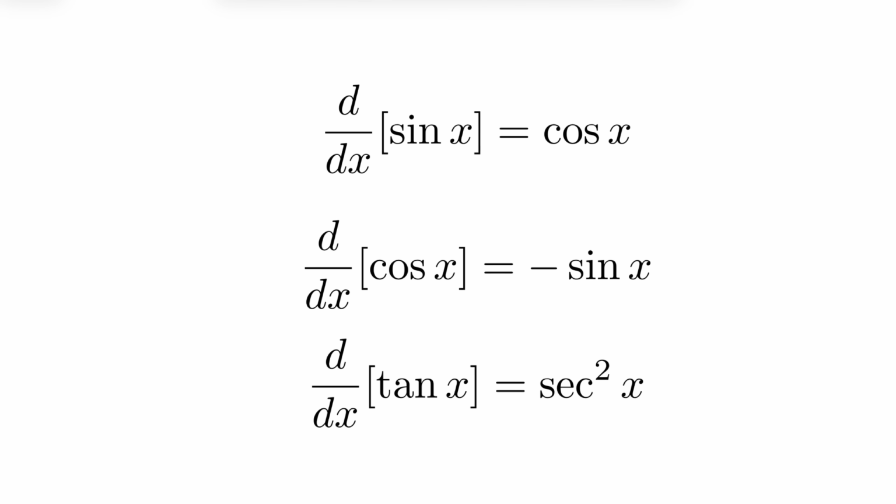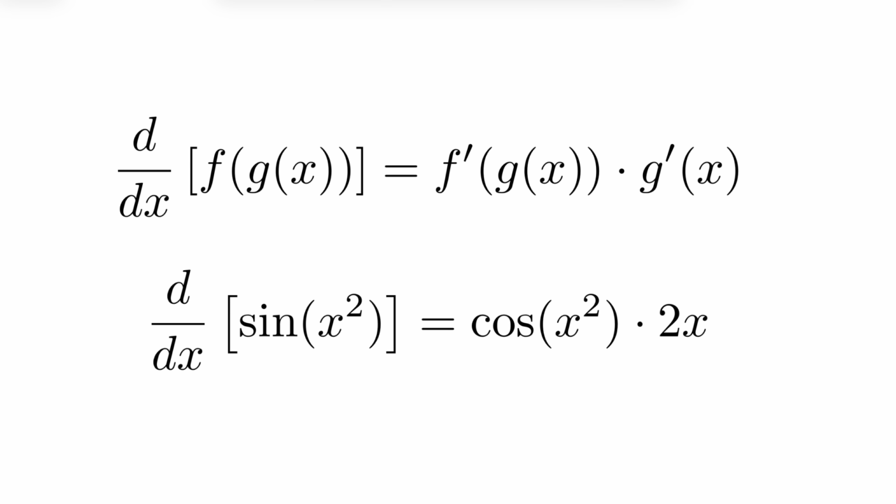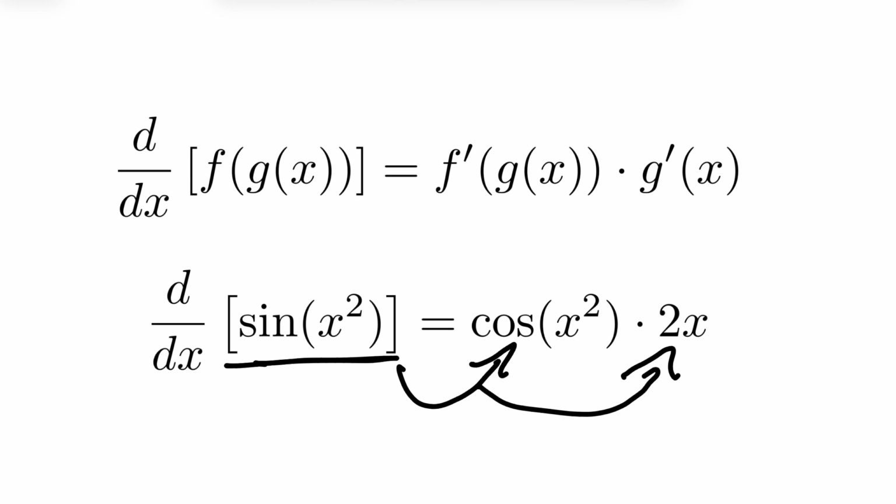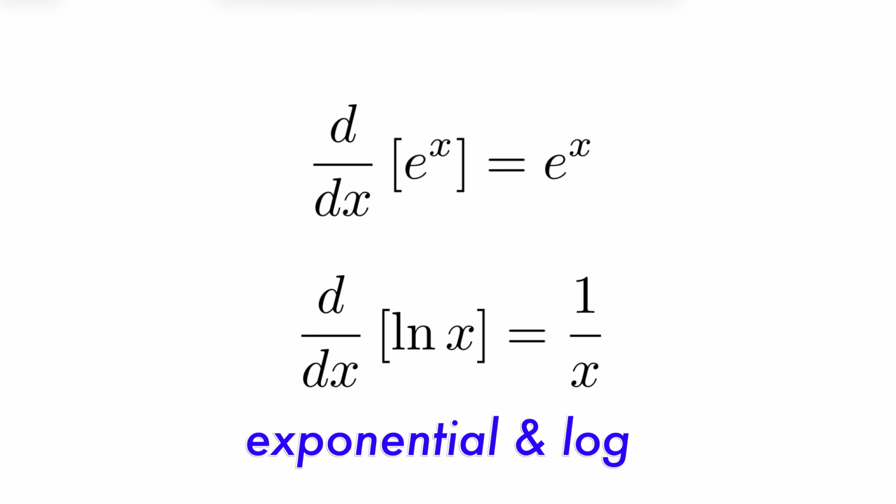Trig derivatives. Just memorize these. Sine becomes cosine. Cosine becomes negative sine. Tangent becomes secant squared. Chain rule. This is the one that trips people up most. It's for functions inside other functions. You take the derivative of the outside, leave the inside alone, then multiply by the derivative of the inside. So, the derivative of sine of x squared is cosine of x squared times 2x. Think of it like peeling an onion, starting with the outside first and then the inside.